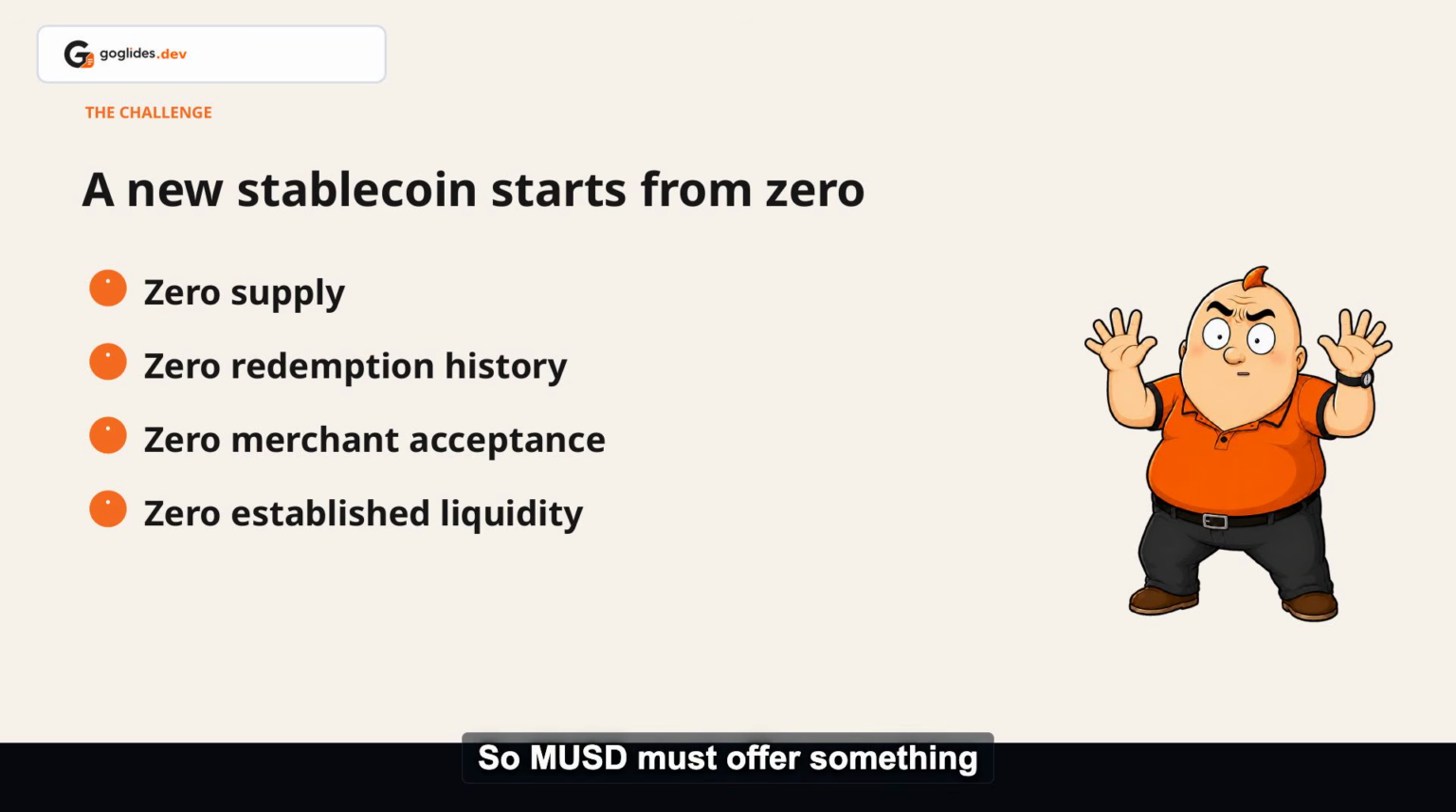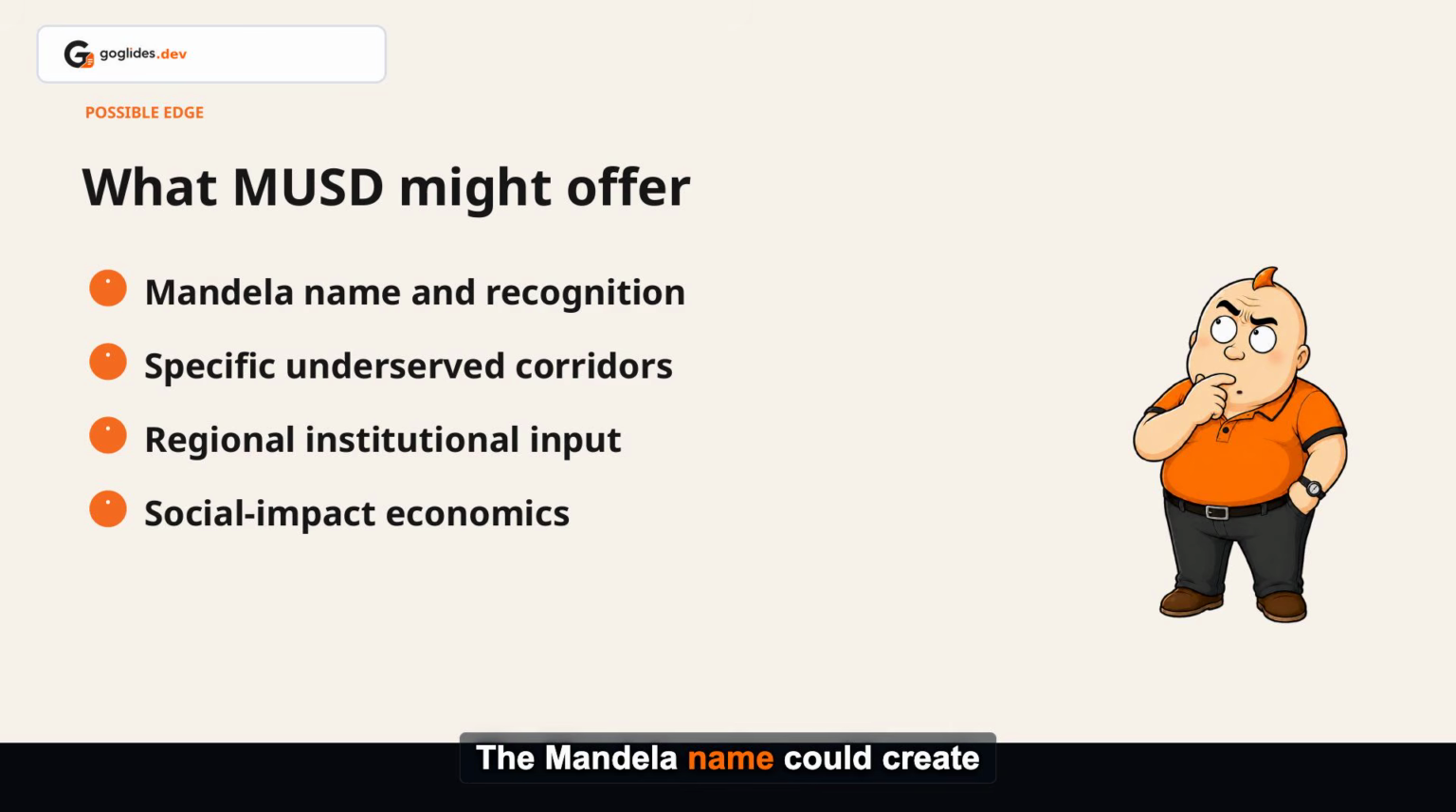So MUSD must offer something that existing stablecoins do not. The public story suggests a few possible advantages. The Mandela name could create recognition and cultural trust. The project could focus on specific underserved corridors instead of serving the entire crypto market. Regional institutions may help shape the system before launch.